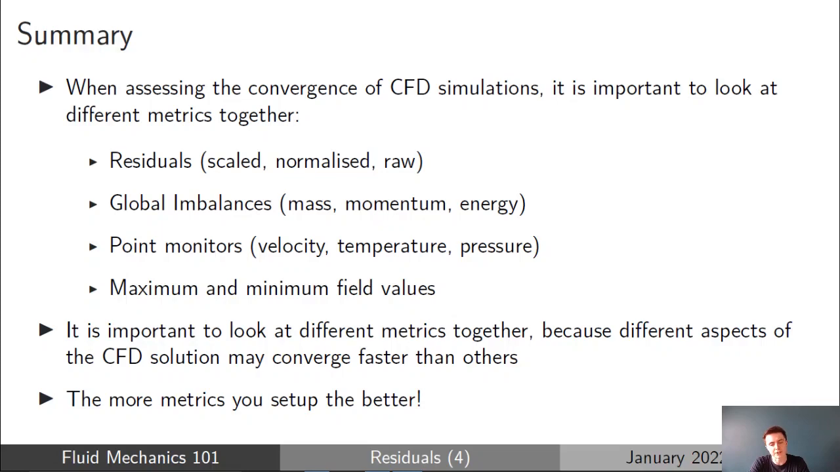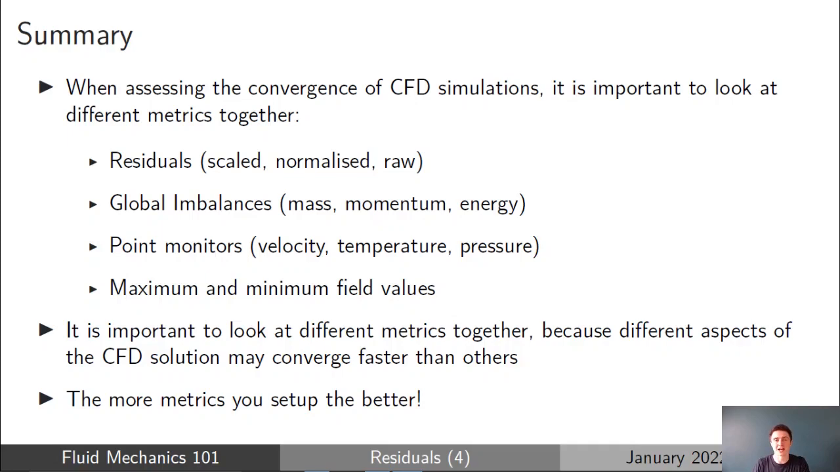And the reason it's important to look at the different metrics together is because some of them, like residuals, are difficult to interpret, but the important thing is that different aspects of the CFD code converge at different rates. That's the main thing. So to think about this conceptually, you don't have one block solution that converges all at the same rate. You have different parts of the solution which converge at different rates. And it's important that you can check that all of the metrics that you care about are sufficiently converged when you choose to stop. And the main takeaway point, as always, is the more metrics you set up, the better.